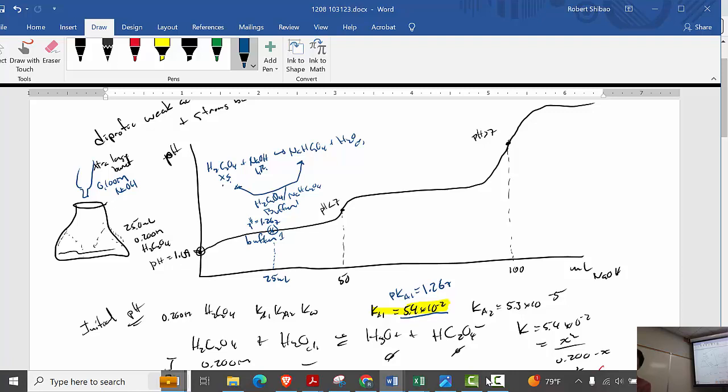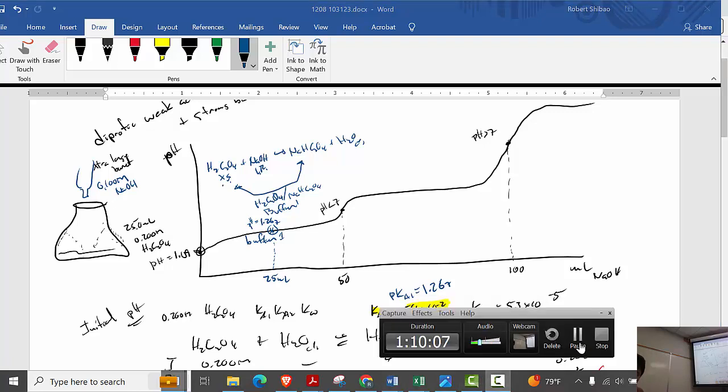All right, 4 more. We should be able to get 4 more pHs relatively easily. What are they? Well, the equivalence point is going to take a little bit more work.